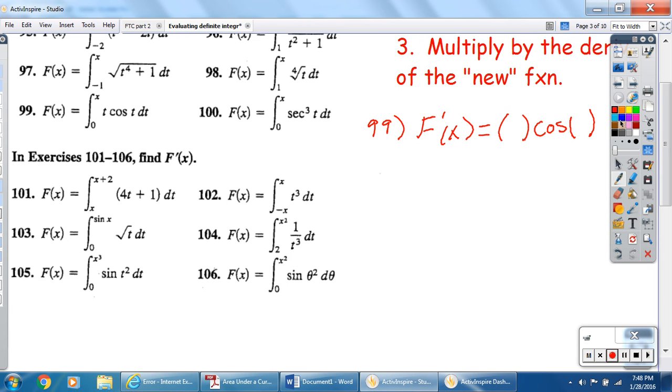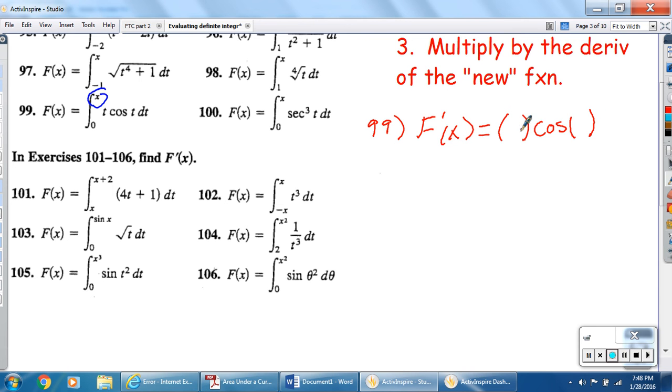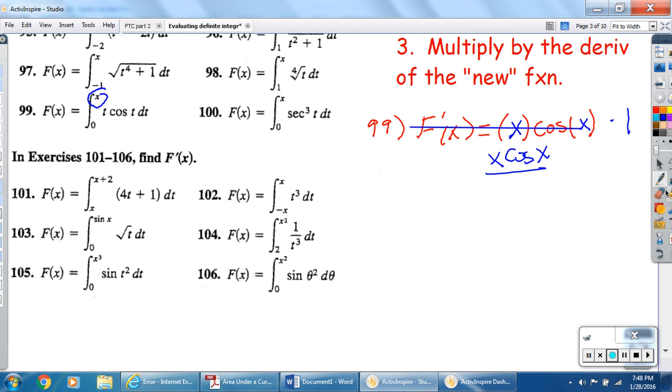The step number 2 is to put in the new function, and in this case the new function is x, so we're going to put an x everywhere that we had a t, and then lastly multiply by the derivative of the new function, which is just 1. So the first derivative is x cosine x. Alright, let's jump to the next section.